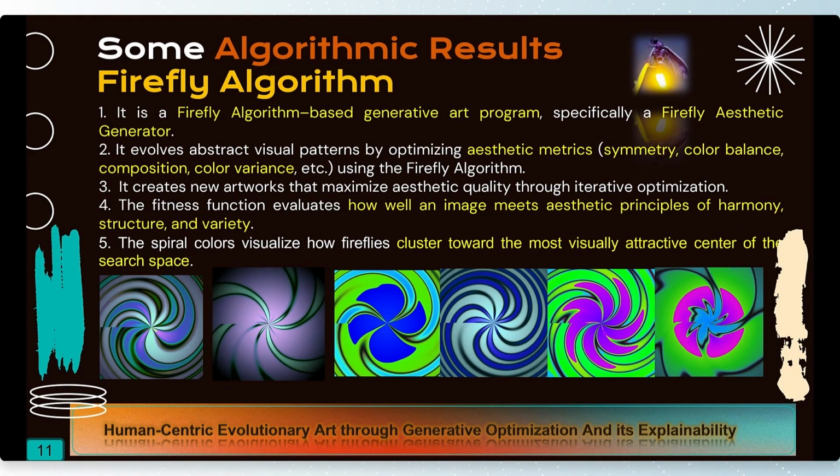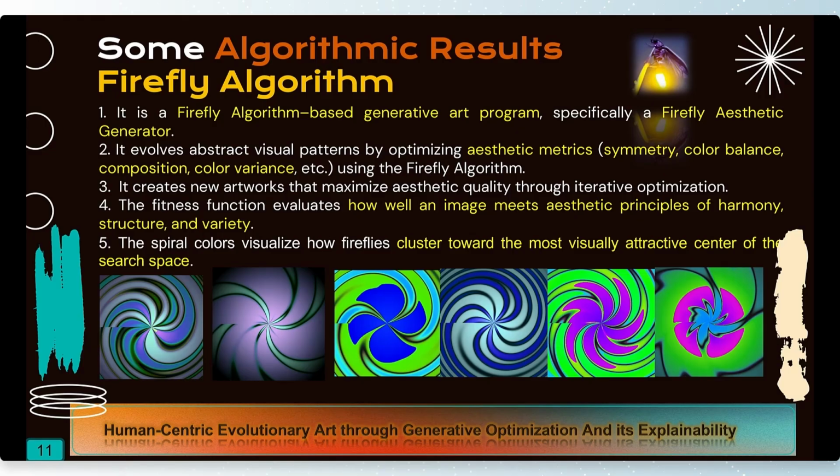Now we start the algorithmic part and some results. This is a result you can see from the Firefly Algorithm on an aesthetic basis without any target images. It is a Firefly Algorithm-based generative art program, specifically a Firefly aesthetic generator. It evolves abstract visual patterns by optimizing aesthetic metrics: symmetry, color balance, composition, color variance, and so on. Using the Firefly algorithm, it creates new artwork that maximizes aesthetic quality through iterative optimization.